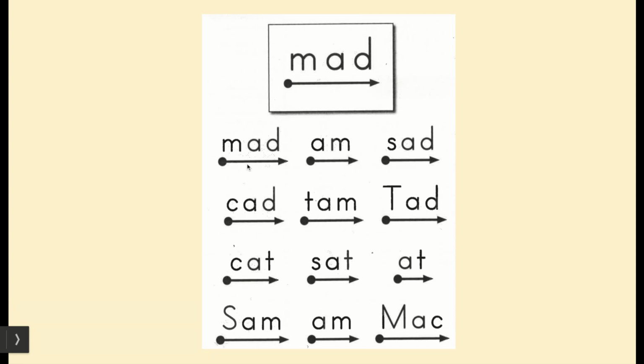What sound does mad start with? Mad starts with the sound of m, like moon. What sound does mad end with? Mad ends with the sound d, like dog.